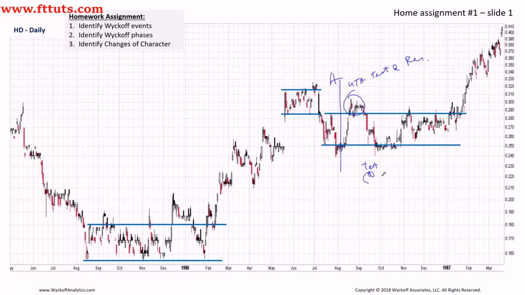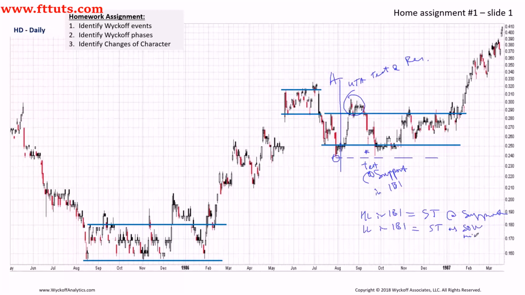So how would we label this test in phase B? I would still label that as a secondary test. Yeah, a secondary test. We are not overcoming the low that was created in phase A, so this is a higher low. Therefore, the higher low in phase B would be labeled as a secondary test at the level of the support. And then a lower low in phase B would be labeled as a secondary test as a minor sign of weakness.